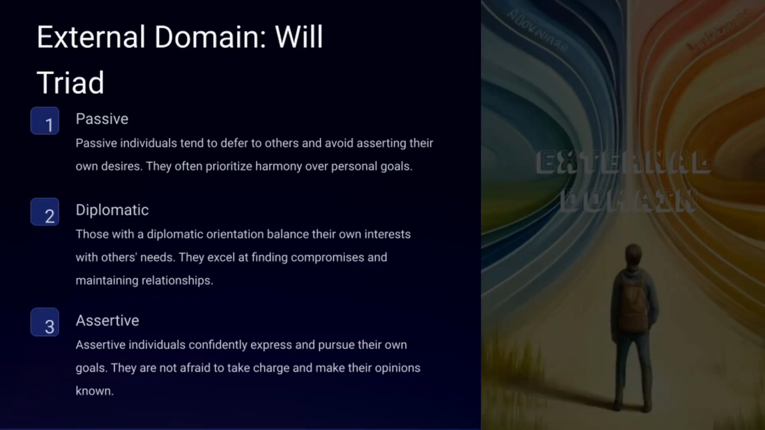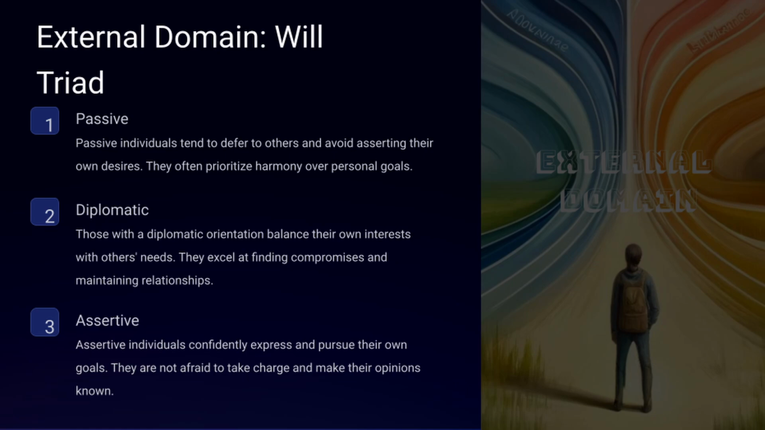And in terms of the external domain, there's also the will triad, which is how you deal with the outside world, in terms of asserting yourself. So some people are more passive, and some people are more assertive, and other people are more diplomatic in terms of what they're willing to let the outside world be like, and how much they're going to put themselves in a position to change it.